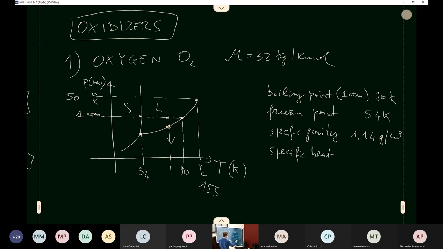As for density, we compare this with water, and this is 0.4 the specific heat of water. And for water, you know that the reference value is 4186 joule per kilogram Kelvin. Yes, it's the equivalent of one calorie.